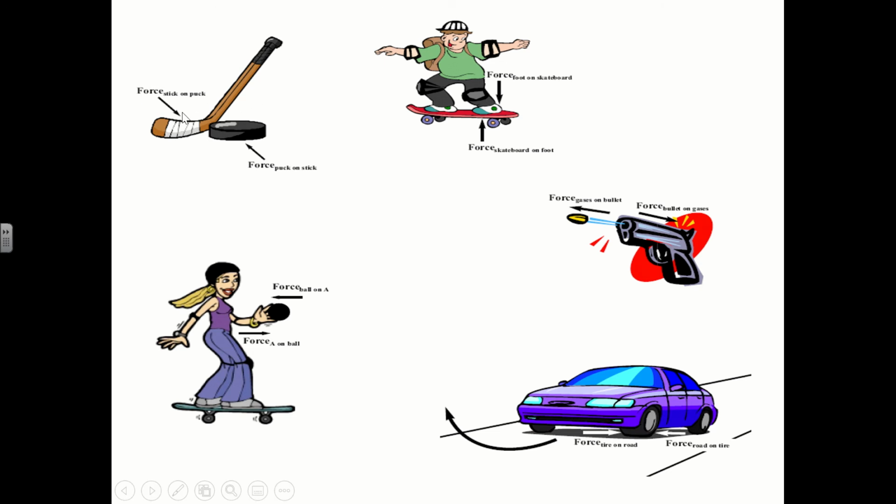When you hit a puck with a hockey stick, the puck actually hits the hockey stick back. When you're standing on a skateboard, the skateboard pushes up on you. When you fire a gun forward, the gun also goes backwards. When you throw a ball forward, you actually get pushed backwards. It might seem weird, but if I was in midair and I threw a ball forward, me throwing that ball forward also causes me to go backwards. It's like recoil. And same thing with a car on the road. You're moving forward, but the tires on the road have a force being pushed backwards.